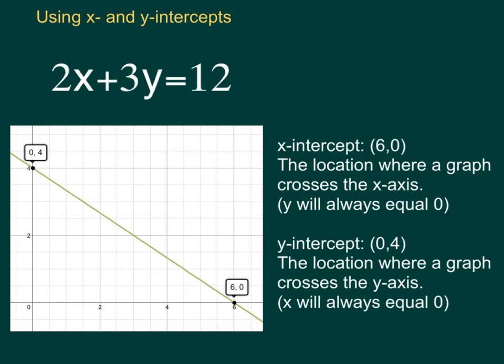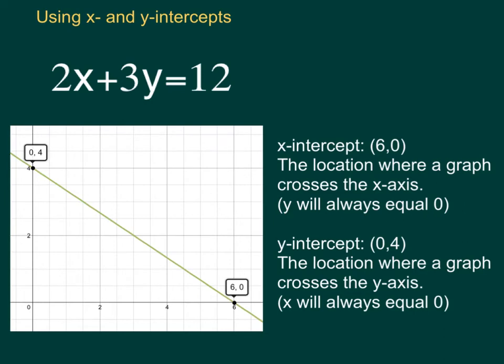Now the x-intercept is the location where a graph crosses the x-axis. The x-axis is this horizontal axis. And so this point right here, 6, 0, is where the graph crosses the x-axis. That's why I've indicated that that's my x-intercept. At your x-intercept, your y will always equal 0.